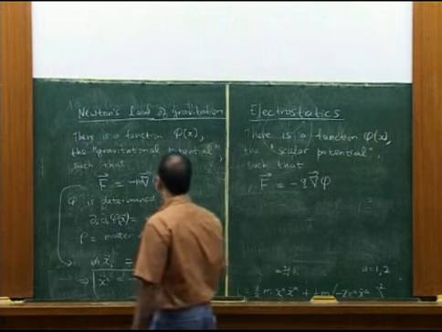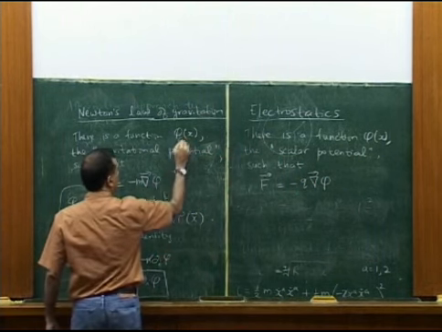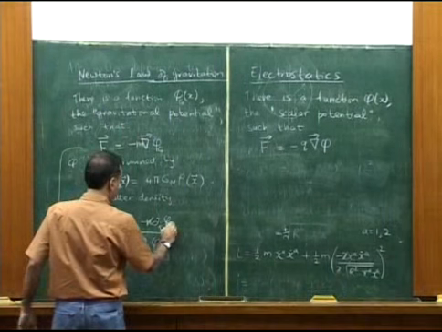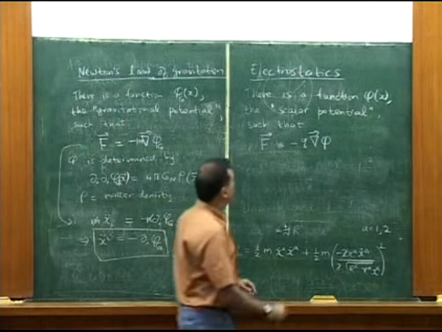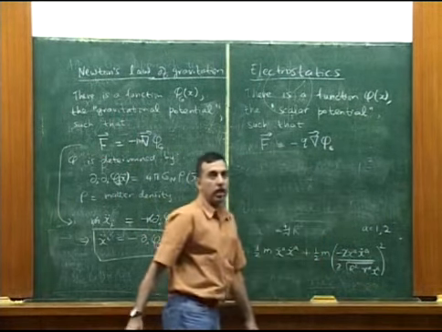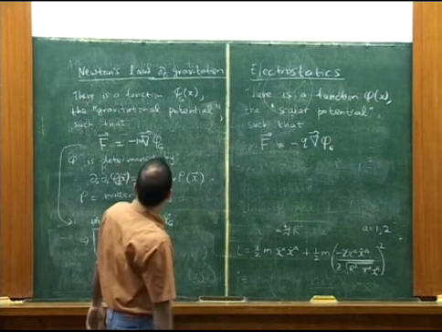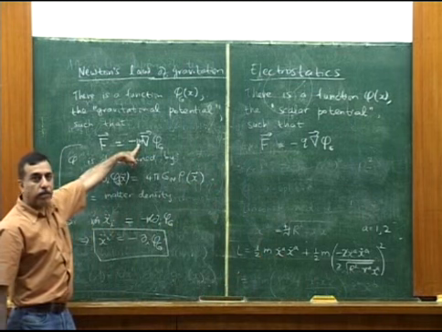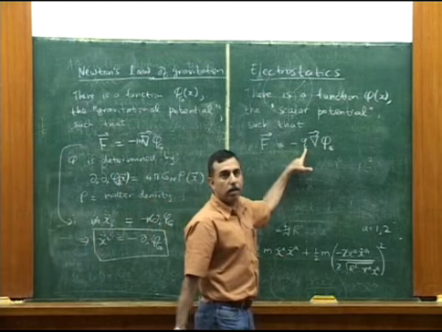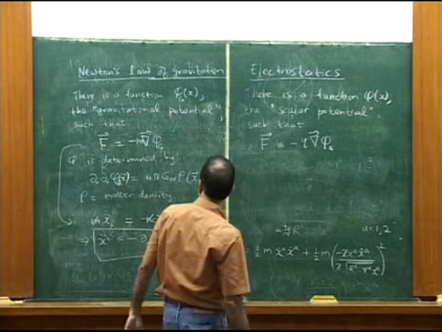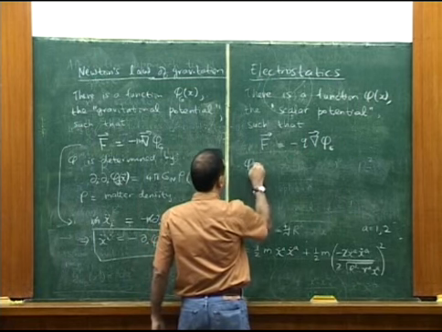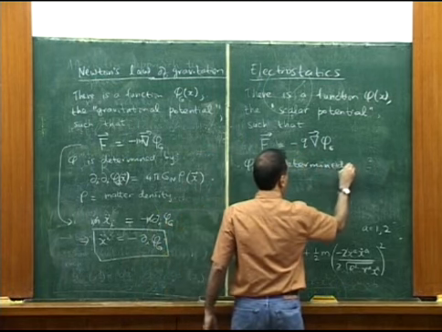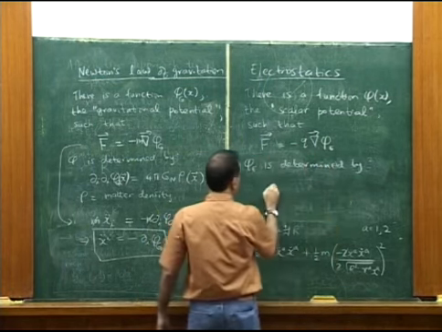So now there is a potential to confuse this phi with that phi. So here I am going to put G for gravitational, and here I am going to put E for electrostatic. Here the force is proportional to mass. Here the force is proportional to electric charge. That's a very important difference. And phi E is determined by the same equation.